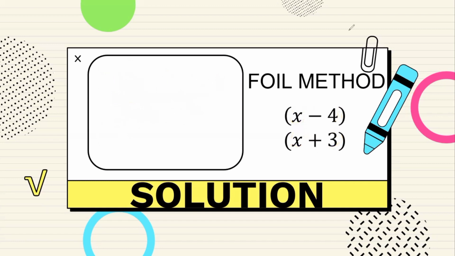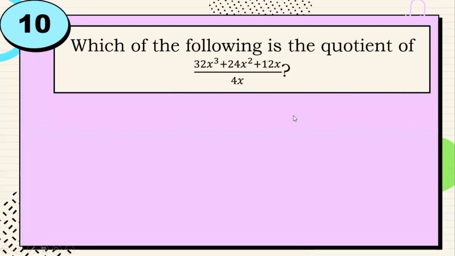Okay, we now proceed with our last question for part 3 of this review session in preparation for your second grading exam. Which of the following is the quotient of 32x cubed plus 24x squared plus 12x over 4x? Later on, in your exam, it's actually fill in the blanks, but in the form of completing a table and identifying the terms in the simplified form or identifying the quotient of the given polynomials. So dapat marunong kayong mag-divide.